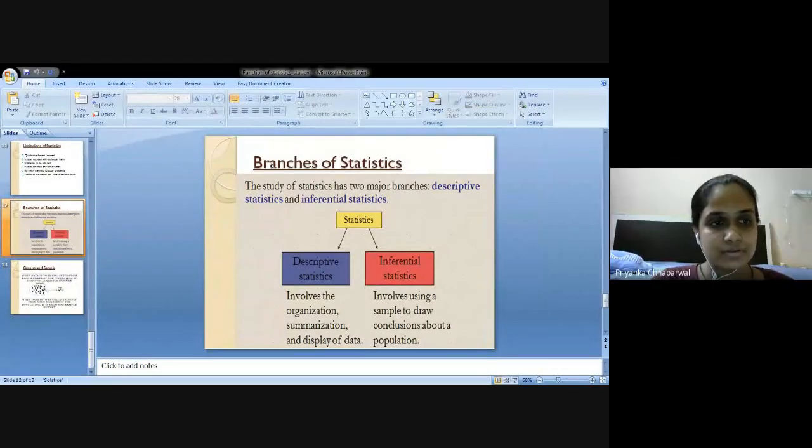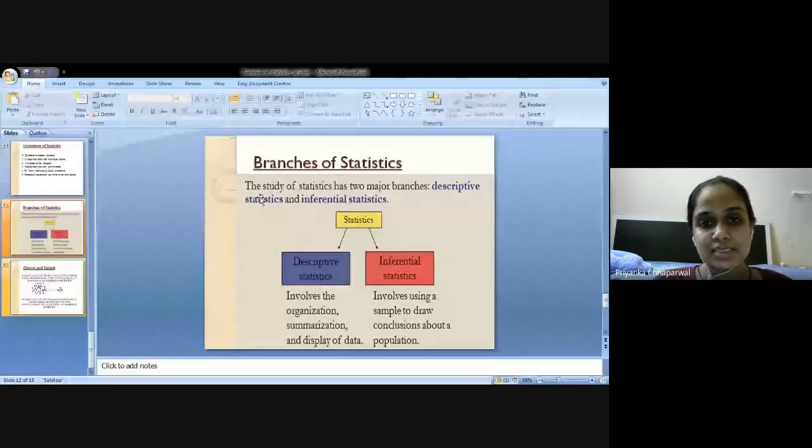In last class we understood the limitations of statistics. In this class we will understand the branches of statistics. The study of statistics has two major branches. First is descriptive statistics, and second is inferential statistics, also known as statistical inference.